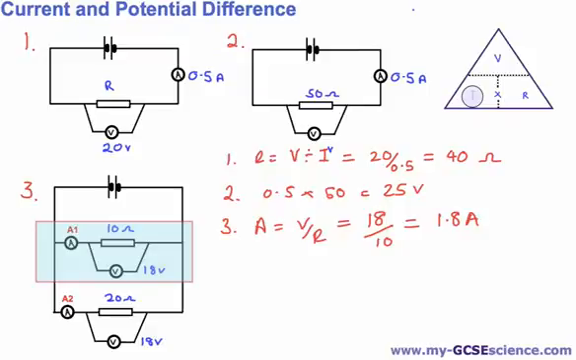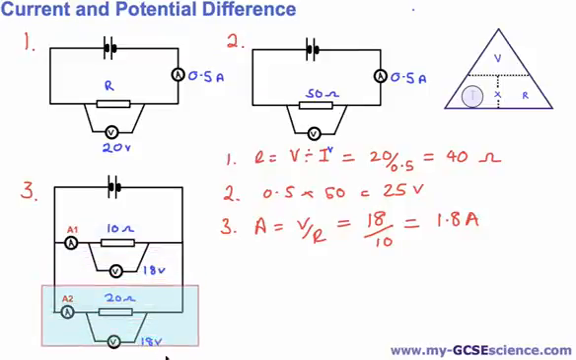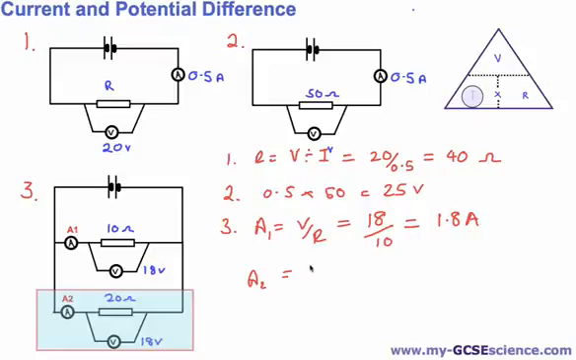Now if we're going to work out the same for the second one down here, we have to focus on that part of the circuit. The resistance in this case is different, it's now 20 ohms. So for A2, it's voltage over resistance, so it's 18 over 20 this time, and that will give us a value of 0.9 amps. So that's how you use the formula and the formula triangle.